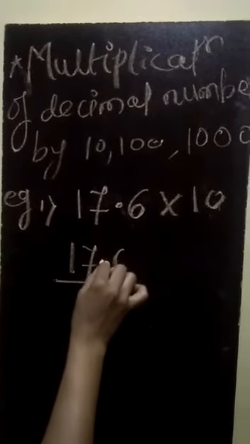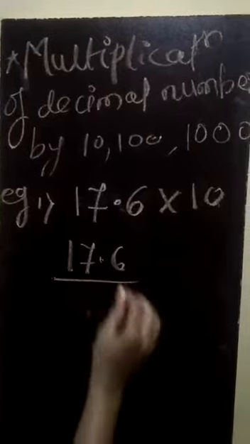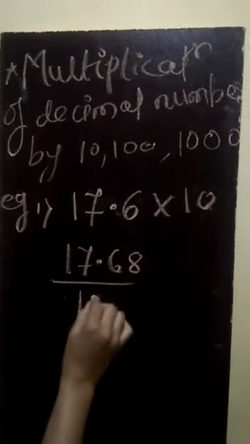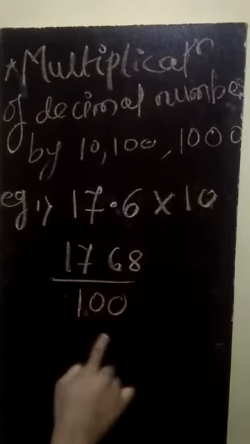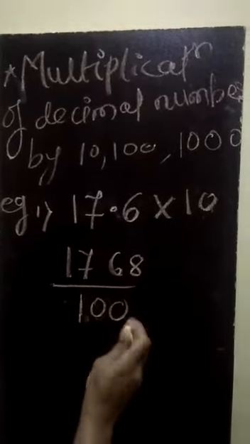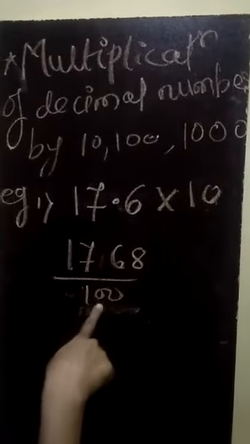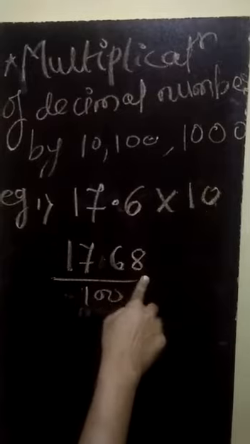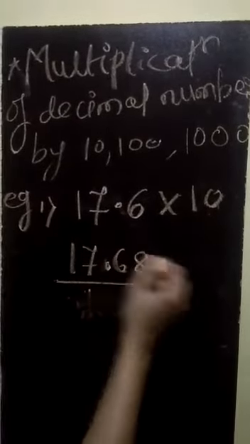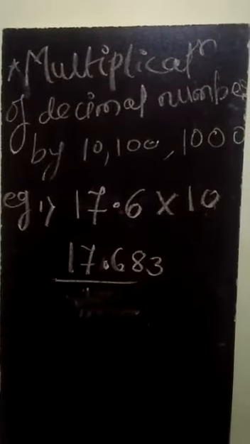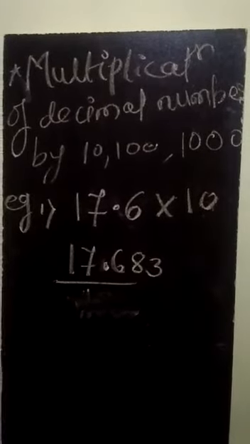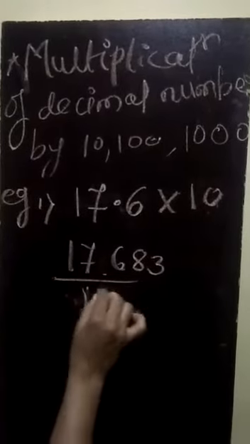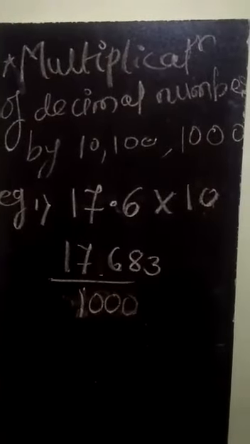If in any question after the decimal two digits are there, we remove the decimal point and the denominator will be 100. Why two zeros in the denominator? Because after the decimal there are two digits. If three digits are there in the given number, remove the decimal point and put three zeros in the denominator.